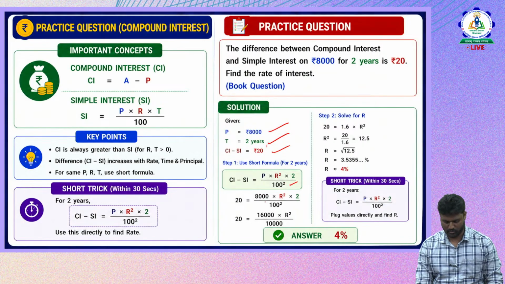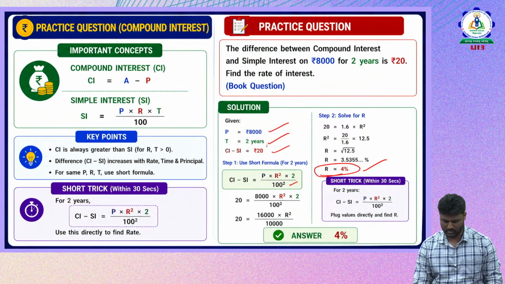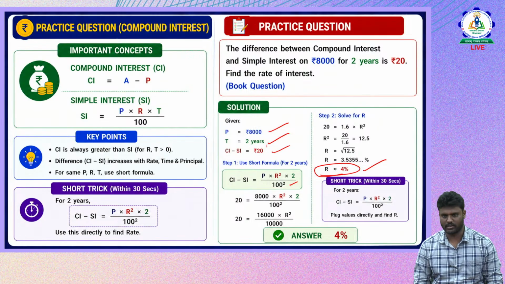Okay, so if you apply the values and calculate, you simplify, we'll get R is equal to 4%. This is for the short formula. So when you apply this one, we'll get the 4%. This is one way of finding the rate of interest for the given. Whenever they ask the difference between the compound interest and simple interest, when they give this much and ask you to identify the rate of interest, when you perform like this, we'll get the 4%.